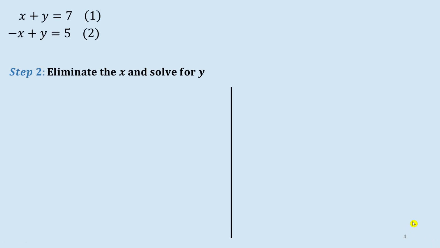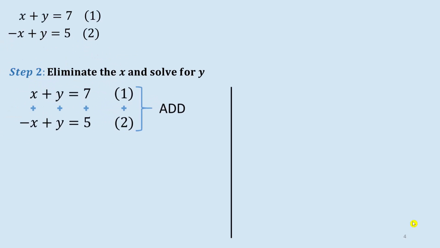Alright, so for step 2, we have our two equations: x plus y equals 7 and minus x plus y equals 5. For this step, I want to eliminate the x. So let's get rid of it, and we're just going to solve for y. Because if we get rid of the x, we will just be left with the y.